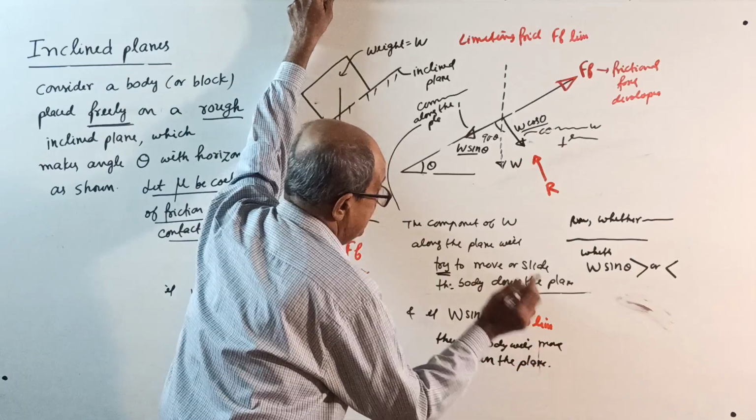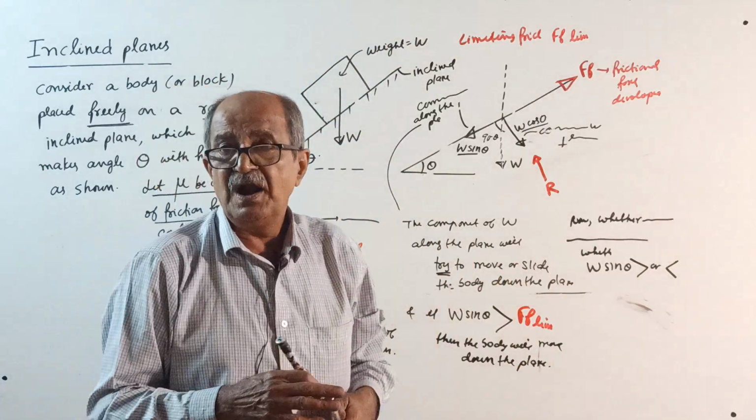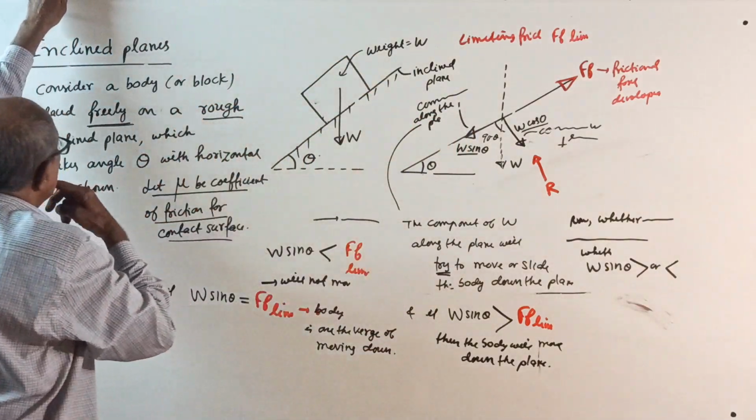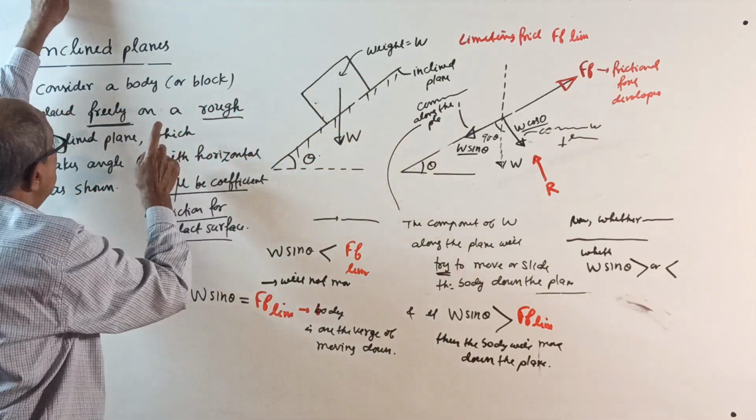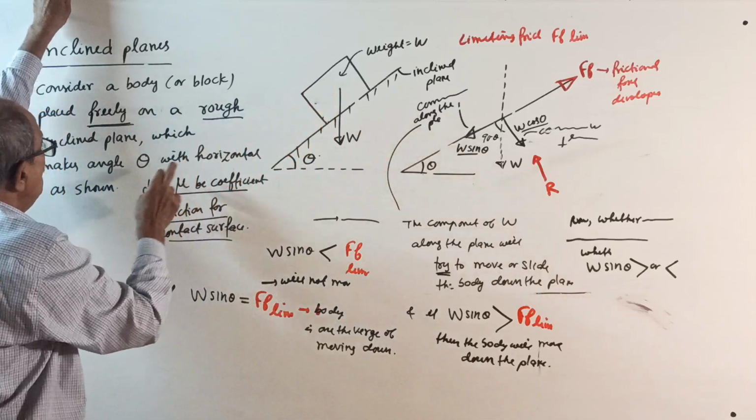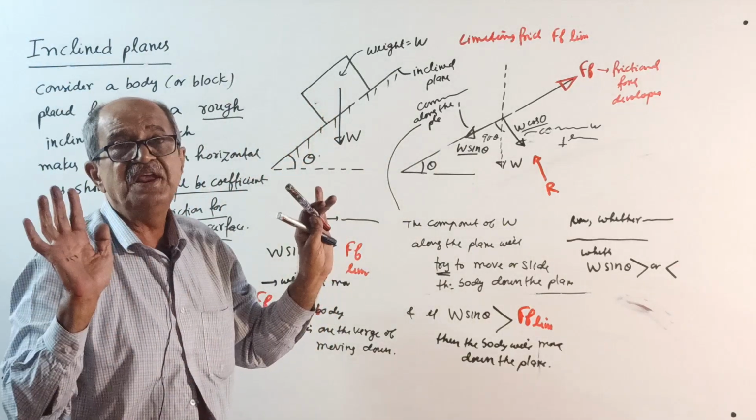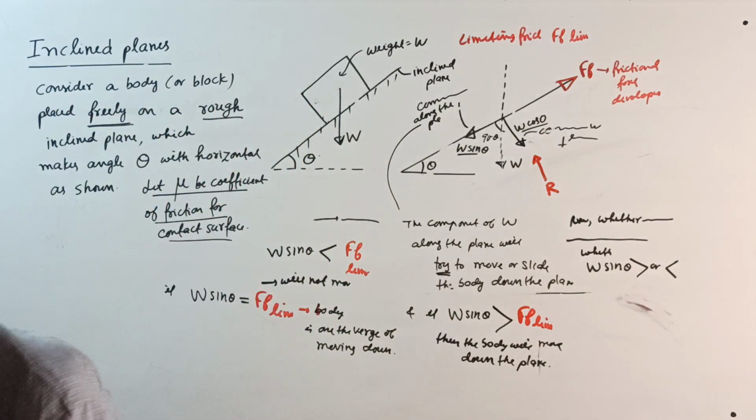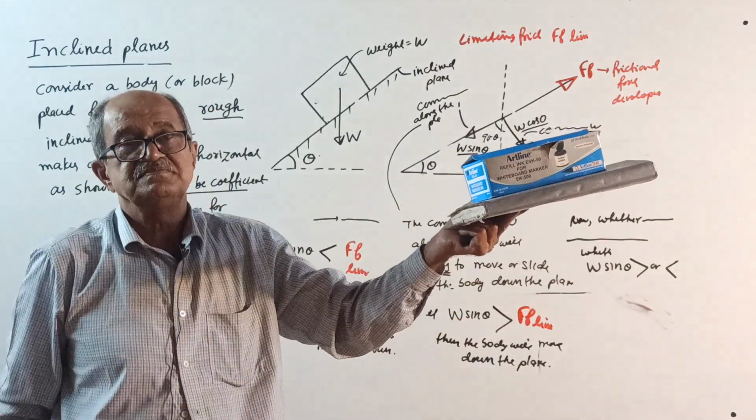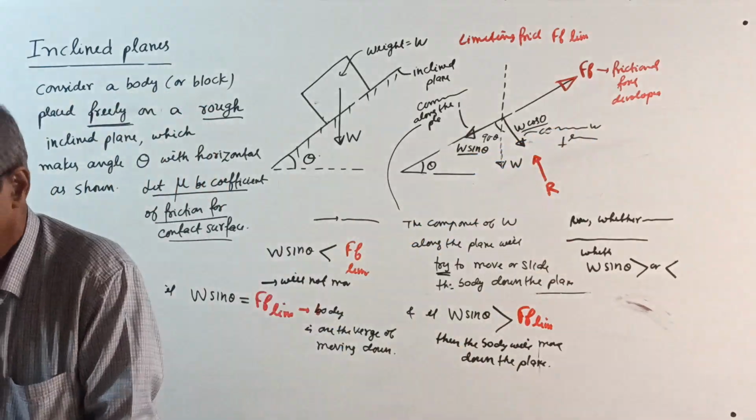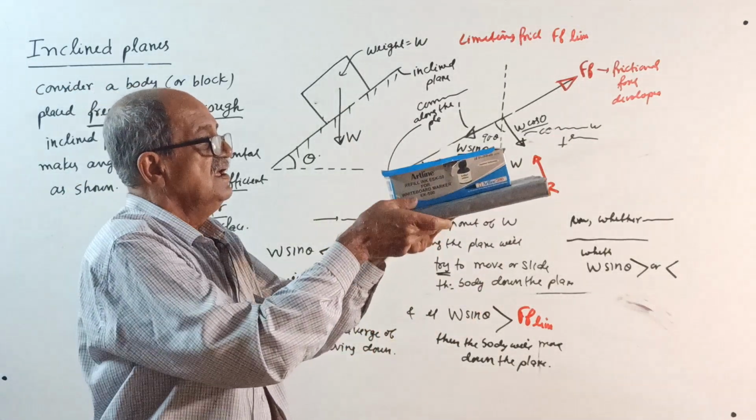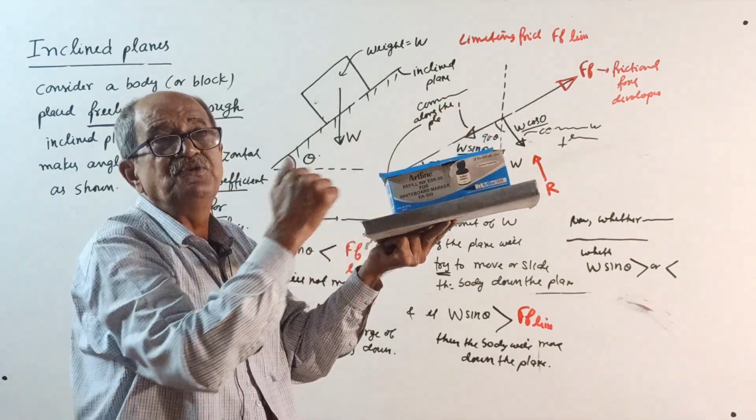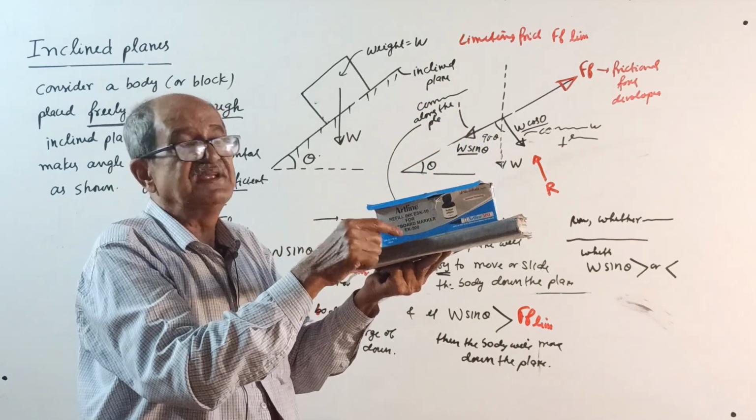Okay, I will tell you once again for understanding. Consider a block of weight W freely placed. No restriction, nothing, simply placed. Now I'll show it here. The component along the plane, W sin theta, is less than the limiting friction, so it is not moving.